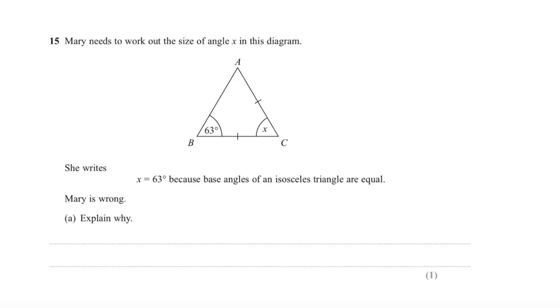Question 15. Mary needs to work out the size of the angle X in the diagram. She writes, X equals 63 degrees because base angles of an isosceles triangle are equal. Mary is wrong. Explain why. The reason why Mary is wrong is because X over here is not the base angle. Okay, so the base angle should be over here, which is 63.